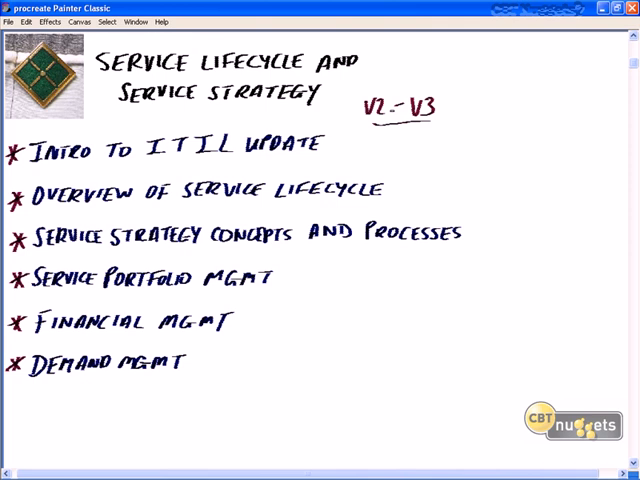Well, several things have changed in the last 3 years, and so the purpose of this update series in these 5 nuggets is to kind of solidify the service life cycle that's covered in ITIL version 3 and the main areas. In that service life cycle, we have the service strategy, which we're going to cover here in this particular nugget. We'll talk first of all about the service life cycle. We'll look at the service strategy, the concepts and processes, kind of summarize the whole thing. We'll look at the service portfolio management, financial management, and demand management. That's what we're going to cover in this first nugget.